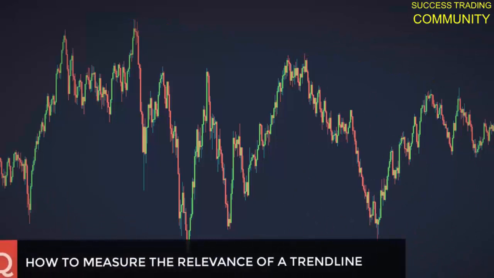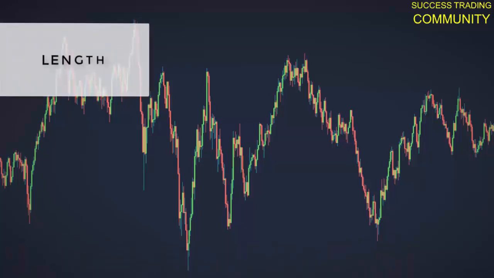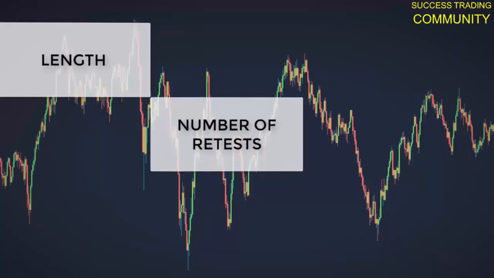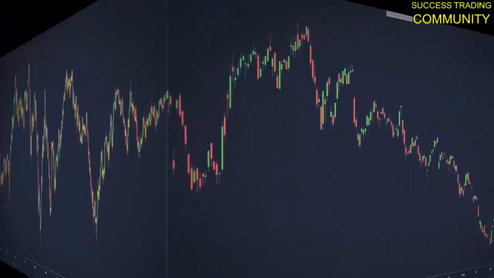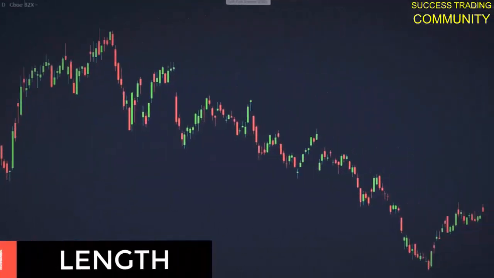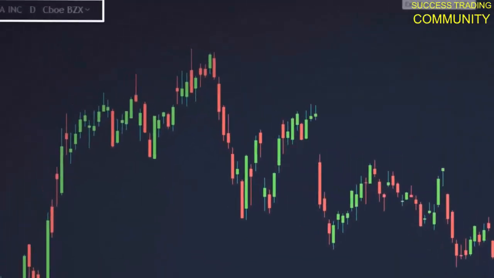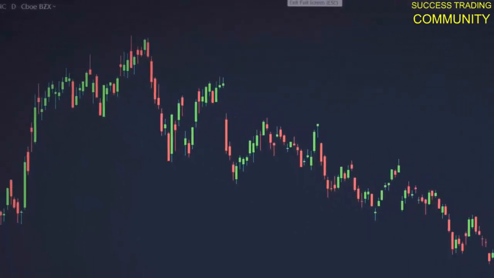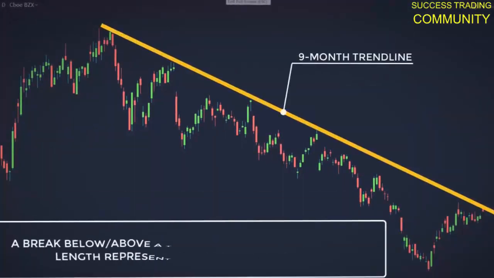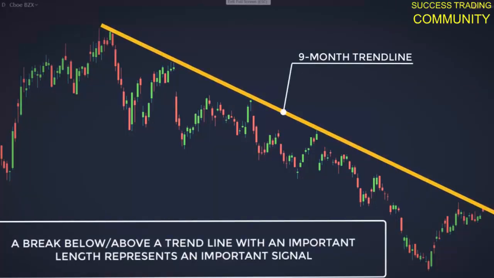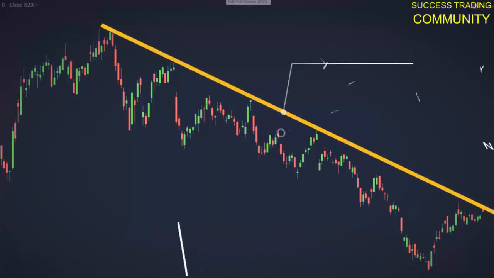But how do you know the relevance of a trend line? I personally have three concepts I look at in a trend line: its length, its number of retests, and its ascending or descending slope. So the length of the trend line is an important factor. A 3 or 4 weeks trend is of minor importance if the trend lasts for 1 or 2 years, for example. A break below or above a trend line with an important length represents an important signal.